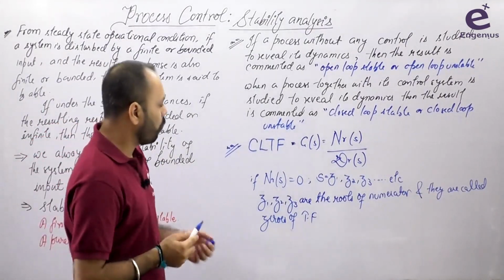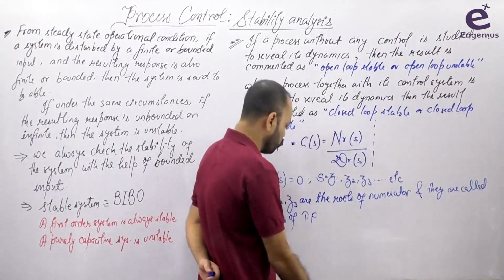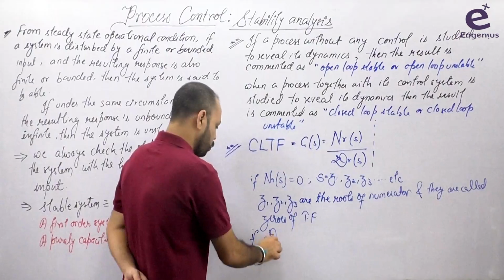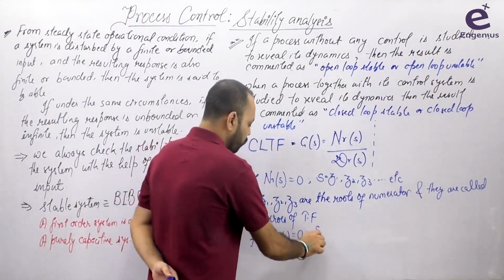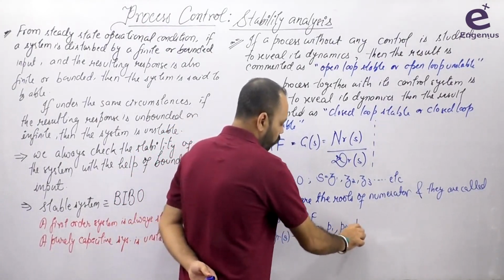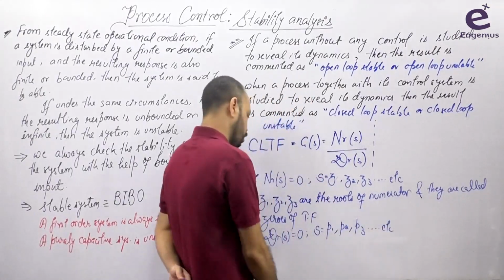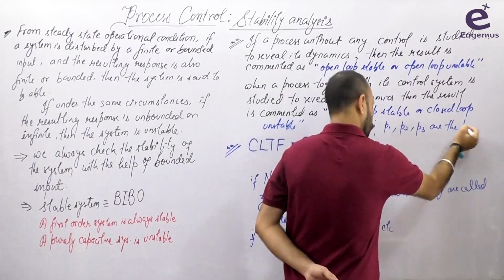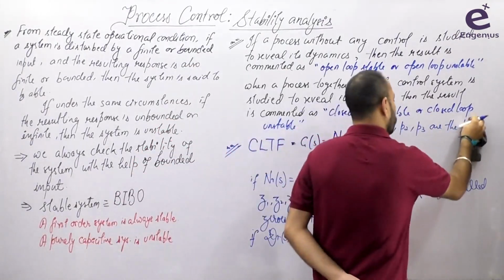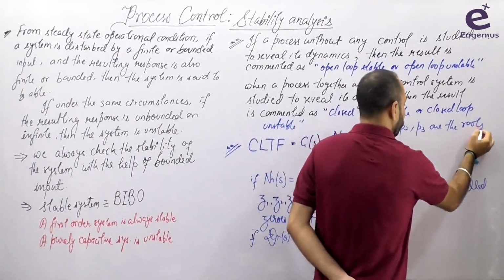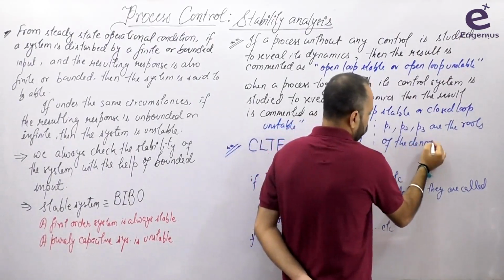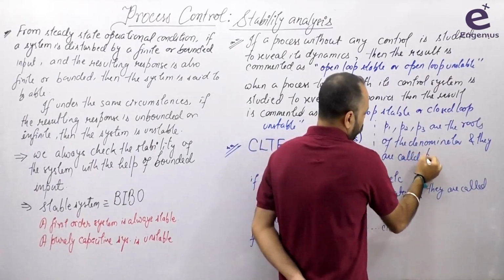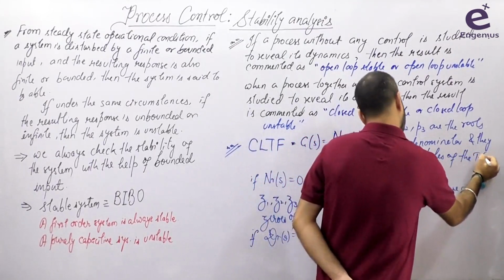Similarly, you can also equate the denominator to 0. Let me write here only, let us make efficient use of this space. If the denominator, which is a function of S, is equated to 0, you will get some values of S. Let us call them P1, P2, P3, etc. P1, P2, P3 are the roots of the denominator, and they are called poles of the transfer function.